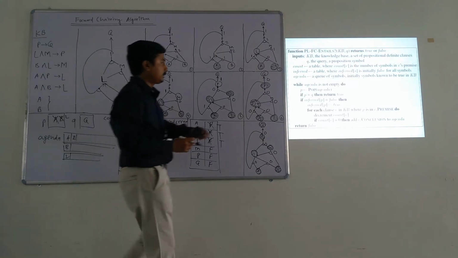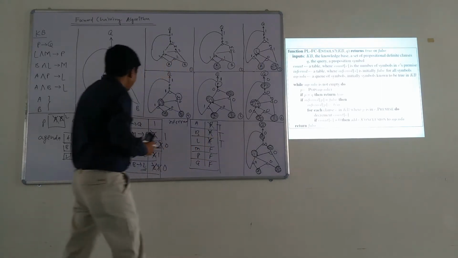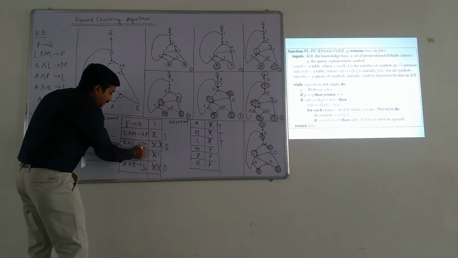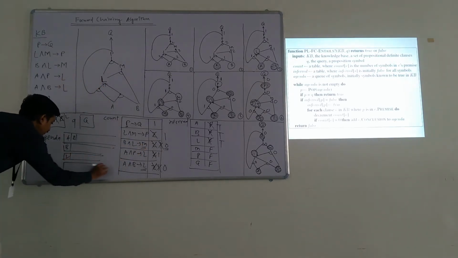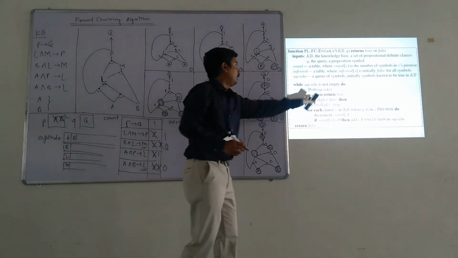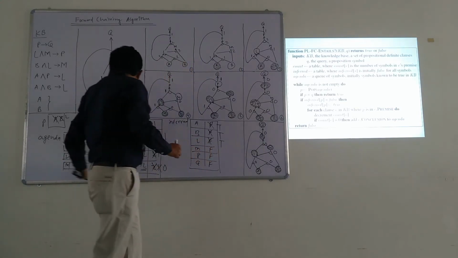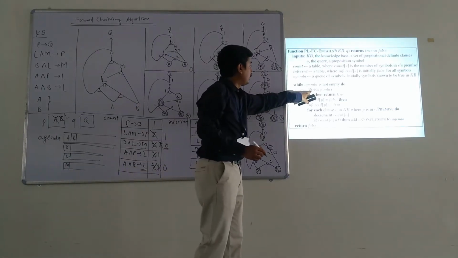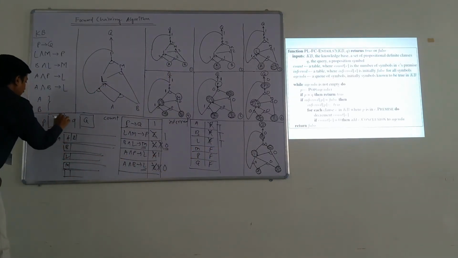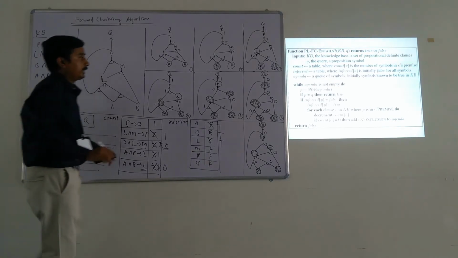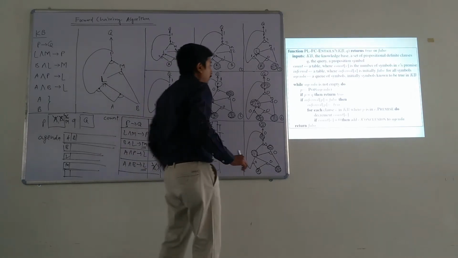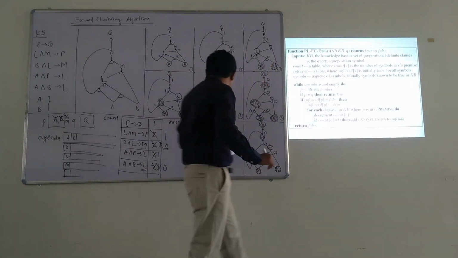L is in the premises, so you decrement the count. L is in the premises, you decrement the count. The next one, if the count becomes 0, add the conclusion to the agenda queue. For this one it becomes 0, so you add its conclusion to the agenda queue. So L was deleted, and M is now inserted. Then again the agenda is not empty, so pop the element from the agenda. M is popped, so that is caught in P.